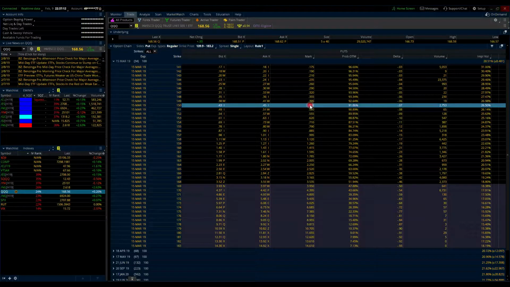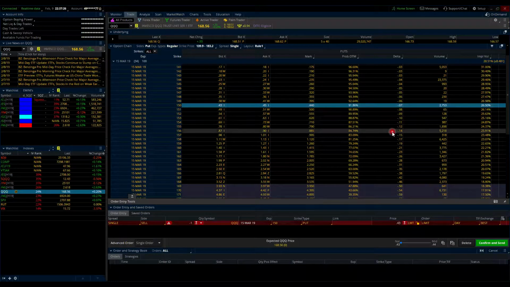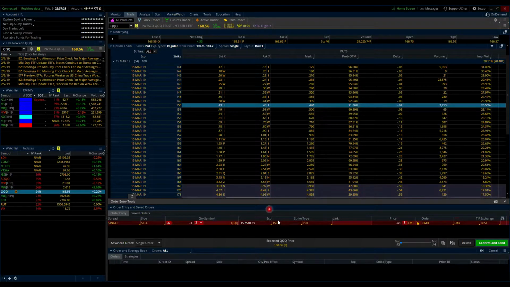So let's take a look and see. In order to do this in the thinkorswim platform, you just right click on the mark price. You go to sell, since we're selling the option, and click on single. And that will give us our order.